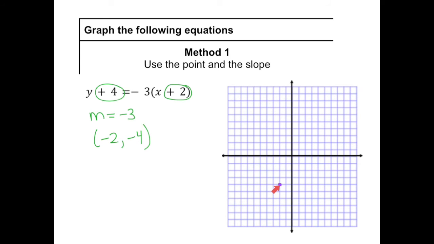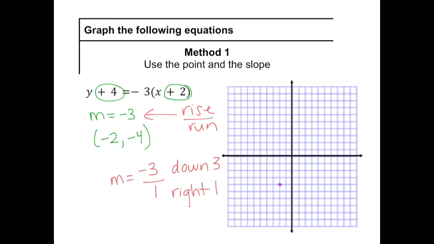Now that I've plotted that point, I can use the slope. Remember that the slope tells me direction. It tells me rise over run. When I have the slope is -3, that's actually -3 over 1. So I'm going to go down 3 and to the right 1, and that's how I'm going to get more points on this line. I'm going to come over here, count down 3, 1, 2, 3, to the right 1, and put a point. If I continue down in this direction, 1, 2, 3 over 1, I can put one more point there, but then I'm out of space.